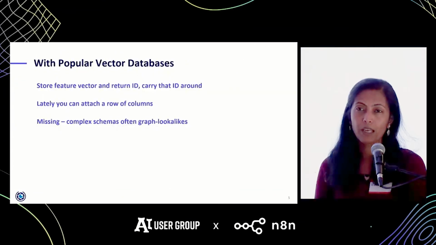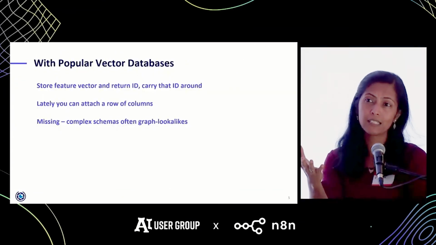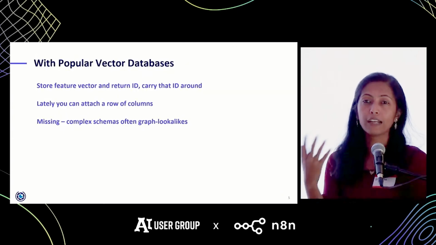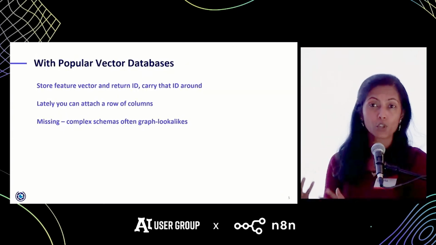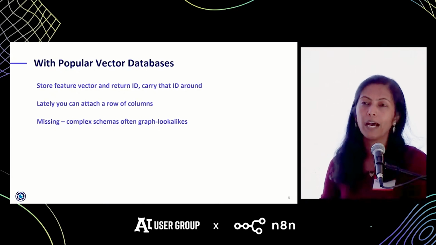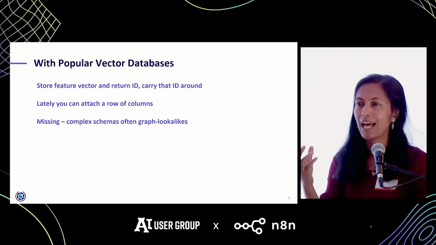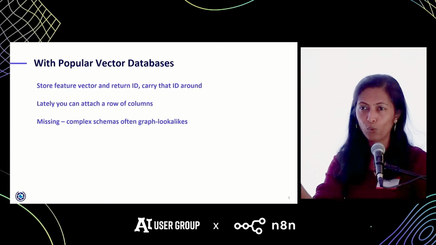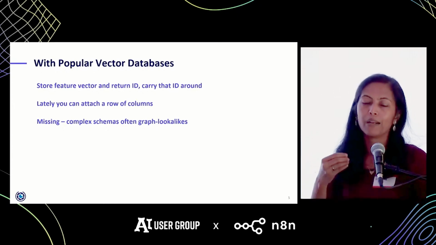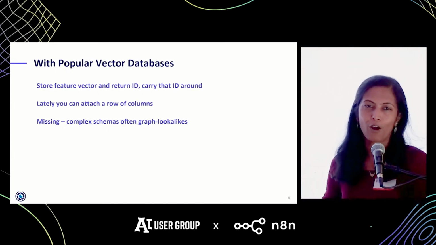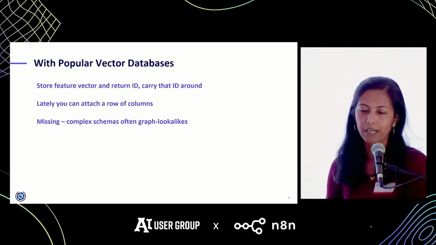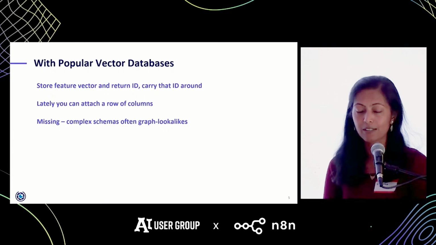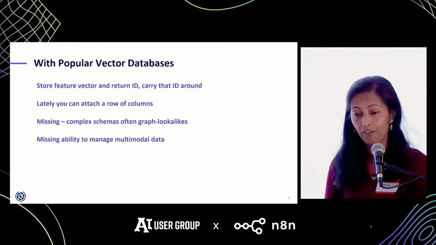But if you look at vector databases today, and I think this is something that we all just saw, they'll let you store the features, they'll index them, they solve a very complex problem. And oftentimes you can attach some metadata to each vector. But most of the time you have to carry the ID around to correlate it with your original data and any complex metadata. So you're missing complex graph-like schemas, which is what real applications end up having.